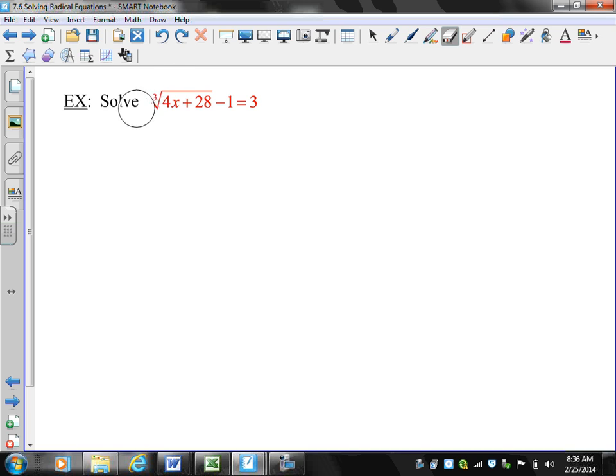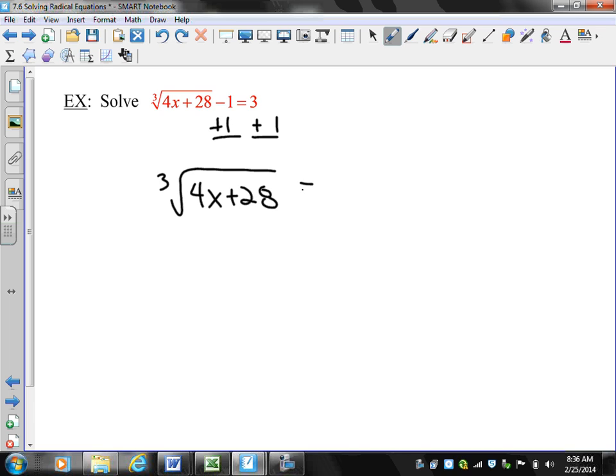I'm going to add 1 to both sides. So I'm going to get the cube root of what ends up being 4x plus 28 equals 4. And again, I want to think about inverse operations. What can I do that unwraps cube rooting? Well, that means that's cubing, right? I'm going to cube both sides.